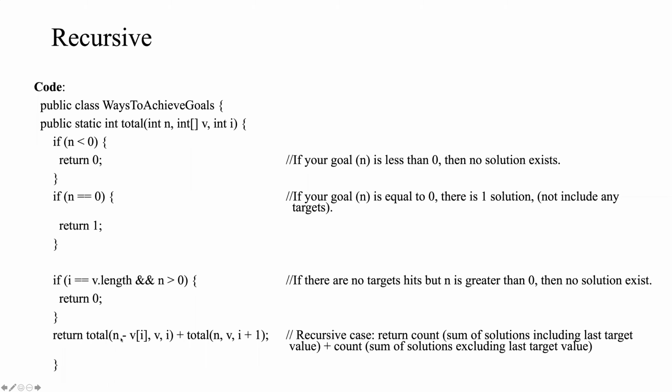So the last line right here represents the recursive case. Return count, the sum of solutions including the last target value plus the count, the sum of solutions excluding the last target value.